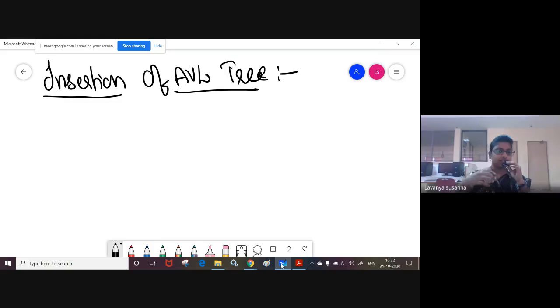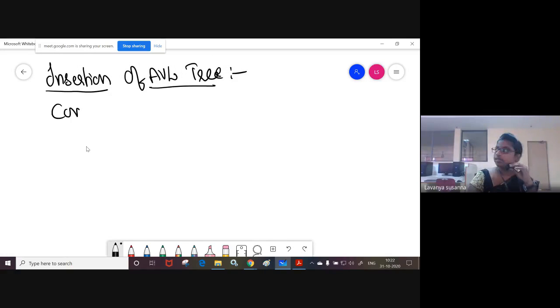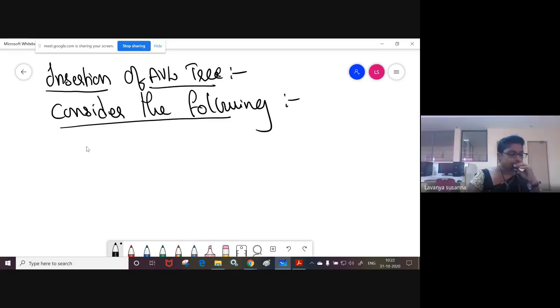Let us insert elements one by one and balance the tree. Okay, let us see. Consider the following example. Note down. Consider the following example.